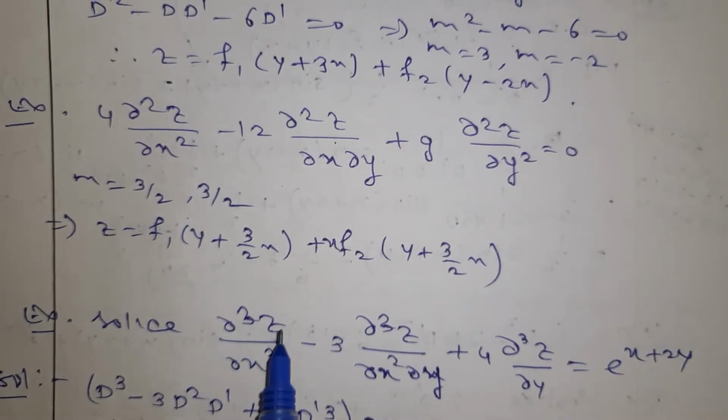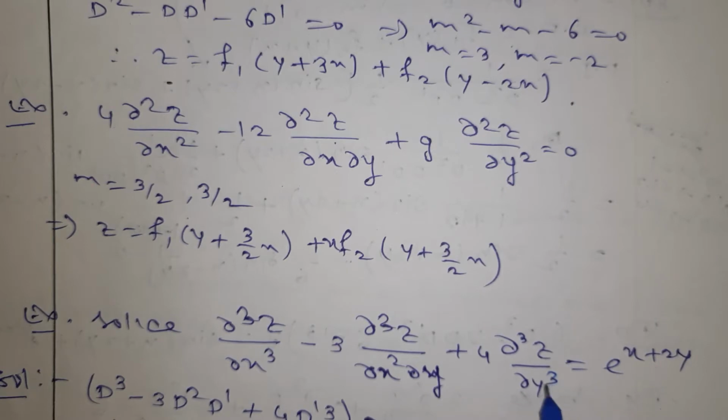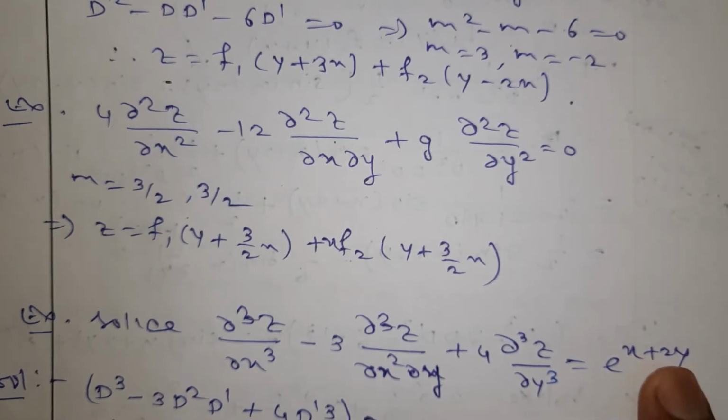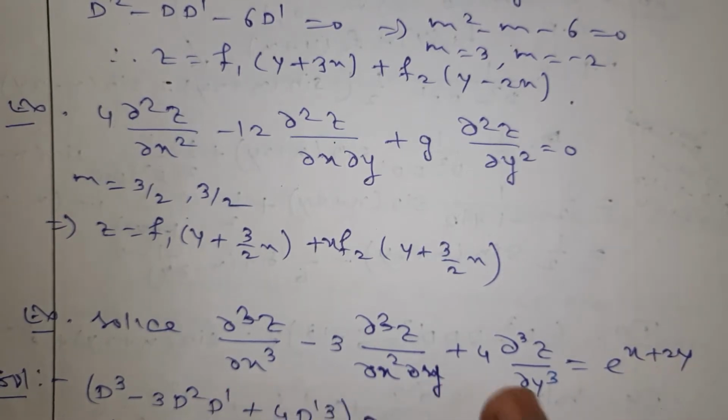Solve ∂³z/∂x³ − 3 ∂³z/∂x²∂y + 4 ∂³z/∂y³ = e^(x+2y). I am reading it again. ∂³z/∂x³ − 3 ∂³z/∂x²∂y + 4 ∂³z/∂y³ is equal to e raised to x plus 2y. We will think about this e^(x+2y) later. First, tell me the auxiliary equation.